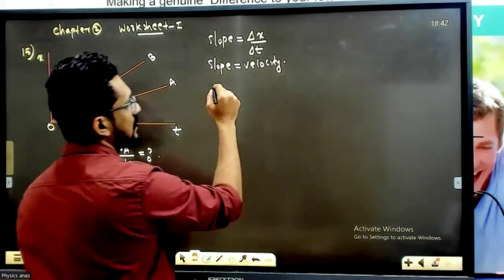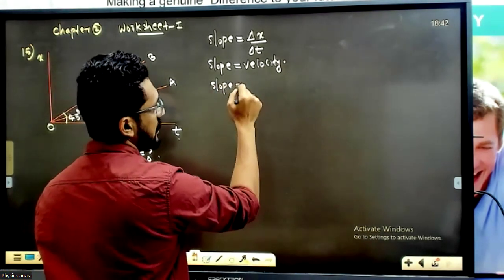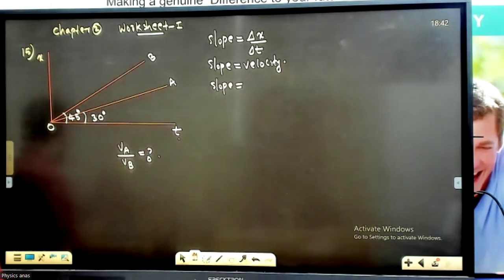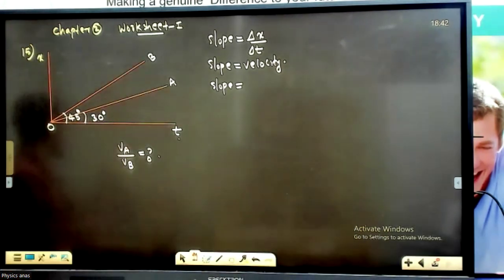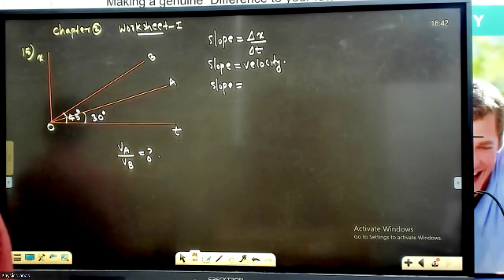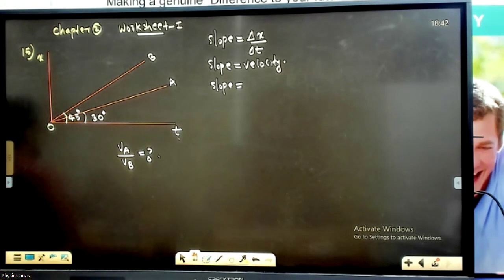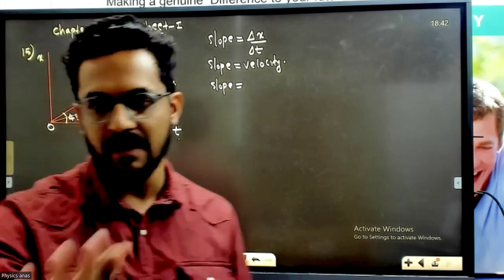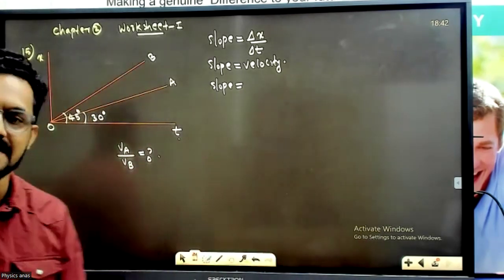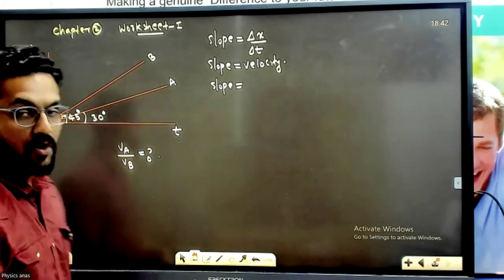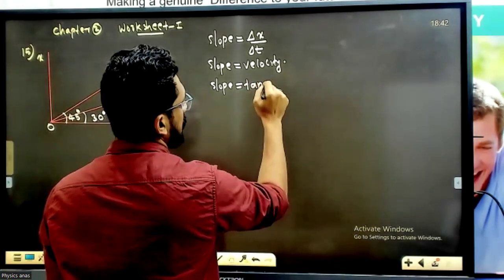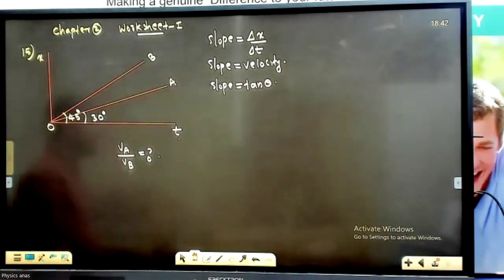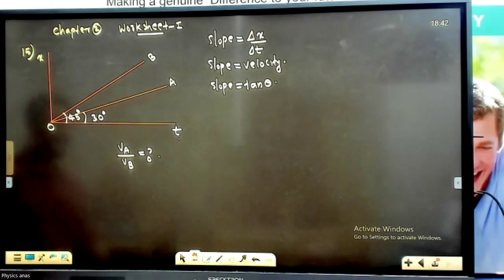And slope has another equation also. If theta is given, what is slope? Tan theta, because tan theta is opposite side by adjacent side, that is y by x. That is slope. So if you want to find slope, you can find tan theta. We have this equation: slope will be tan theta. Got it?